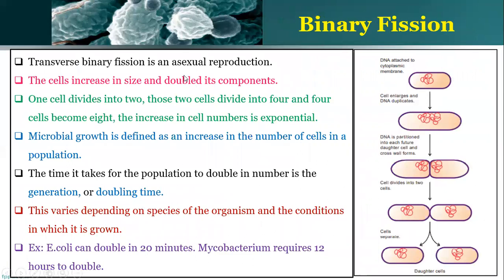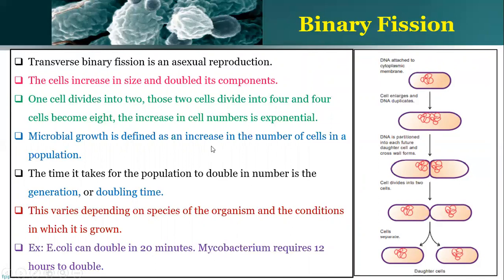Generally the bacteria reproduce by the binary fission process, and this is an asexual reproduction. Here the cell increases in size and the cell components are doubled. One cell will divide into two, those two cells will divide into four, and four cells will divide into eight, and likewise the cell number increases exponentially. This cell division occurs by the formation of a septum in between the cell.